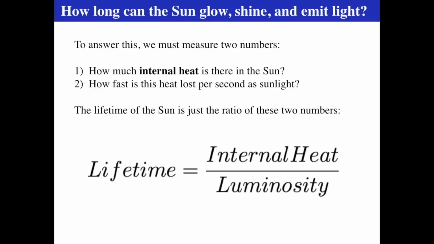So, in order to know how long the sun has been glowing, shining, and emitting light, we've got to know two things. We have to know how much internal heat is there in the sun, and how fast is that heat lost per second as sunlight. Well, the second one is simply the luminosity, and we can measure that relatively easily. It's really tricky to understand exactly what we mean by internal heat, though. So internal heat is a lot of different things.